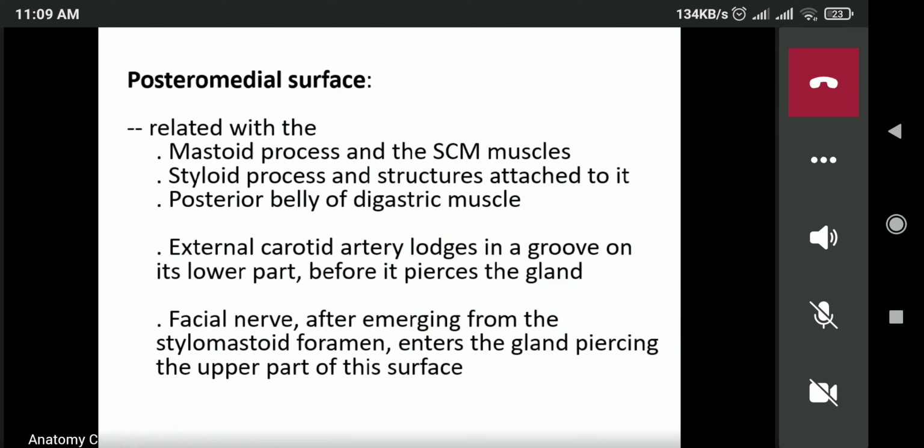The posterior-medial surface is related with the mastoid process and the sternocleidomastoid muscles, styloid process of the temporal bone, and the structures attached to it. Posterior belly of the digastric muscles are in relation to the posterior medial surface of the parotid gland. So external carotid artery lodges in a groove on its lower part before it pierces the gland. And the facial nerve, after emerging from the stylomastoid foramen, enters the gland, piercing the upper part of this surface. So stylomastoid foramen is present on the base of the skull. So that is the structures in relation to the posterior-medial surface.